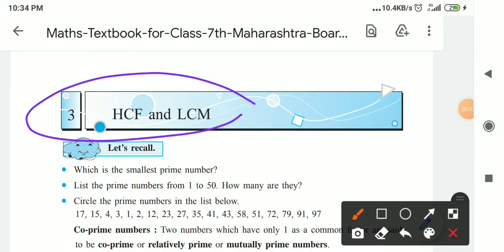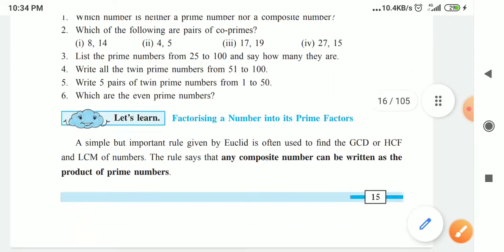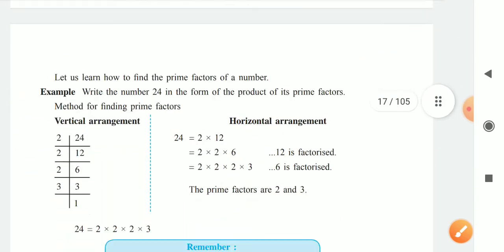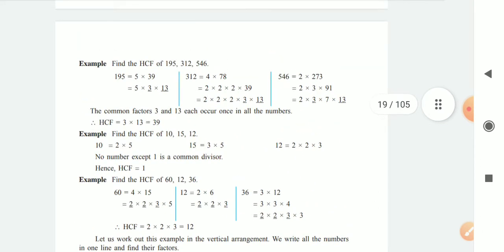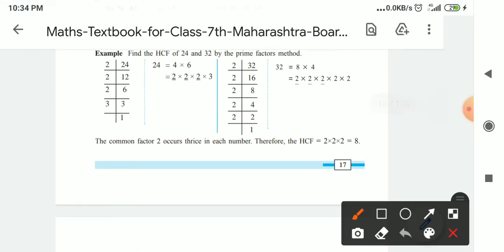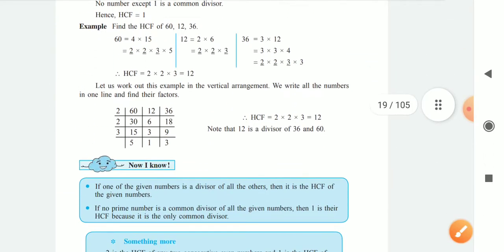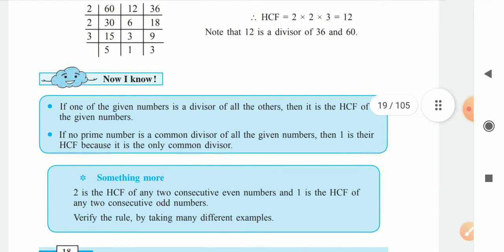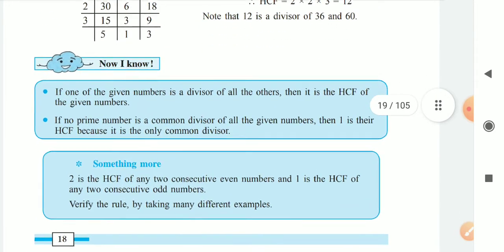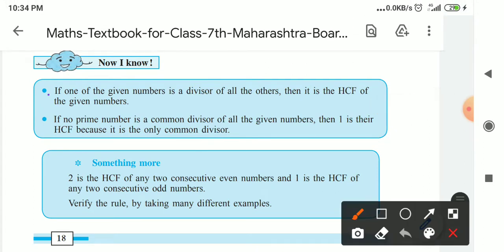Lesson number 3, HCF and LCM. Under this lesson, yesterday we saw how to find the HCF of a number, and we practiced some examples from the textbook to understand how to find the HCF of a number. Now we came to this point: if one of the given numbers is a divisor of all the other numbers, then it is the HCF of the given numbers.